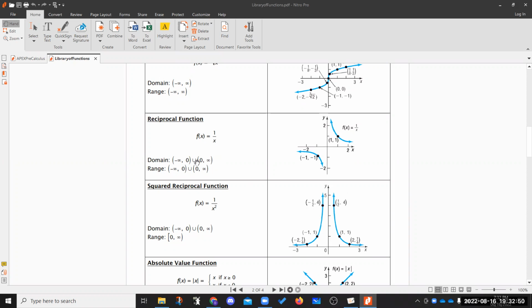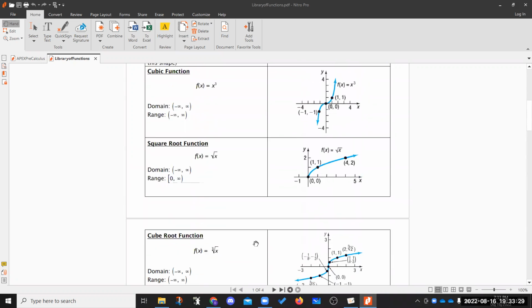Take a look at the domain here. The domain does not include 0 in either of these graphs because I'm not allowed to divide by 0. The range changes. Here the range was -infinity to 0, union 0 to infinity. Now the range goes from 0 to infinity, and they mismarked this. This should be an open parenthesis for the range here because y equals 0 is a horizontal asymptote there. I'm going to approach it but not get to it. So that's mismarked. That should be an open parenthesis, not a closed parenthesis.